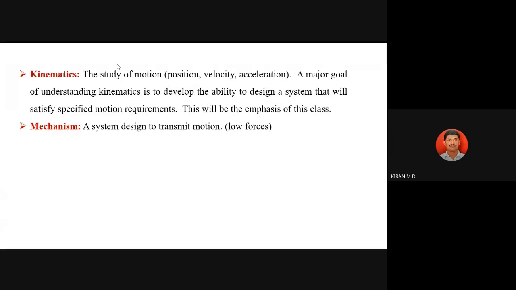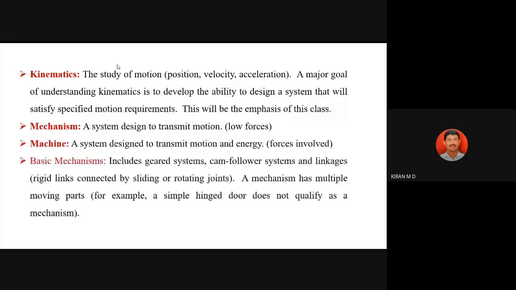Now, the mechanism is the system designed to transmit the motion. In a machine, when you transmit motion and energy or forces, we need to design the system to transmit that motion. That design, or principle of the machine, we call the mechanism. A machine is a system designed to transmit both motion and energy, meaning forces. Basic mechanisms include gear systems, cam and follower systems, linkages, so multiple moving parts.